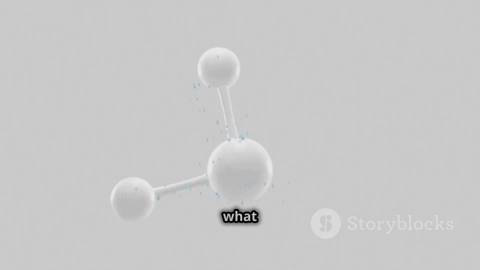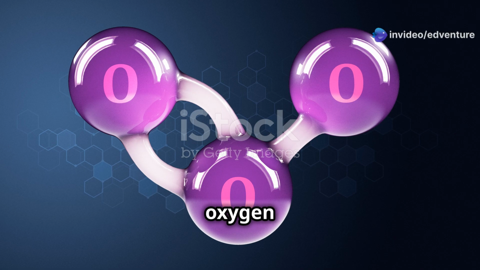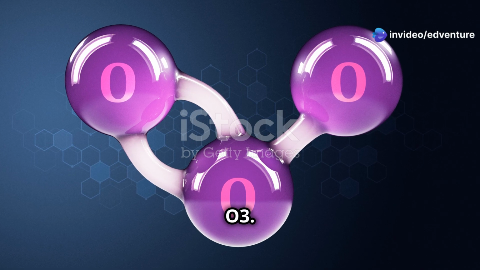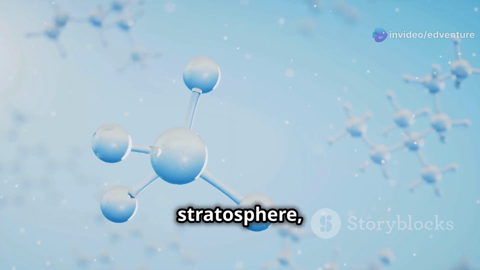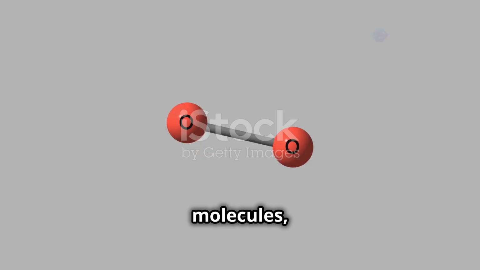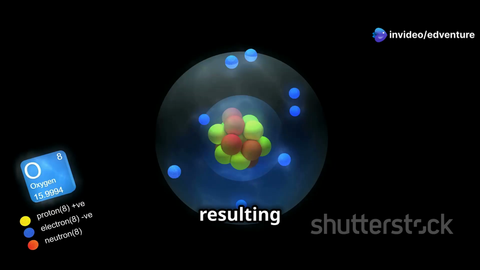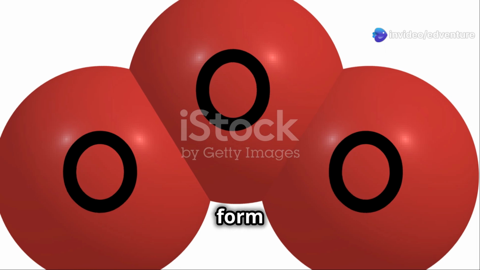So let's start with what is ozone. Ozone is a molecule made up of 3 oxygen atoms, O3. It's a pale blue gas with a pungent odor. In the stratosphere, ozone is formed when UV radiation from the sun breaks apart oxygen molecules, O2. The resulting free oxygen atoms then combine with other oxygen molecules to form ozone.